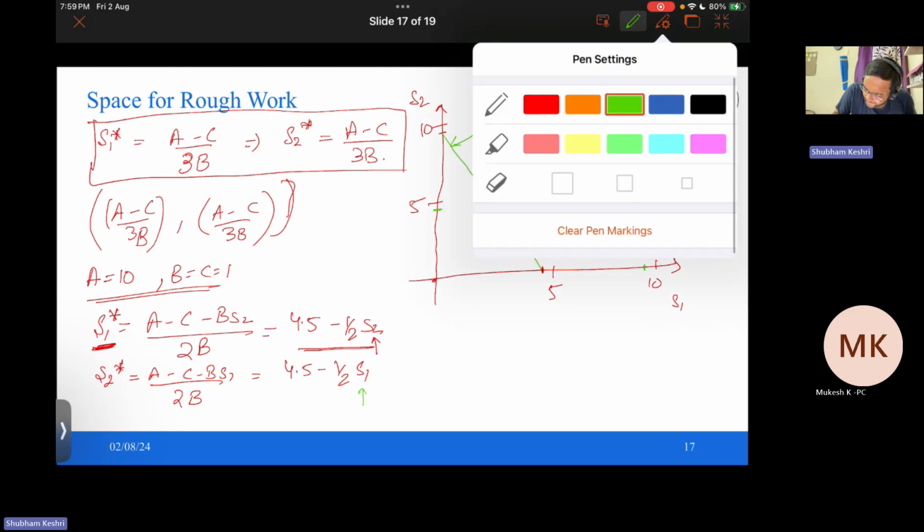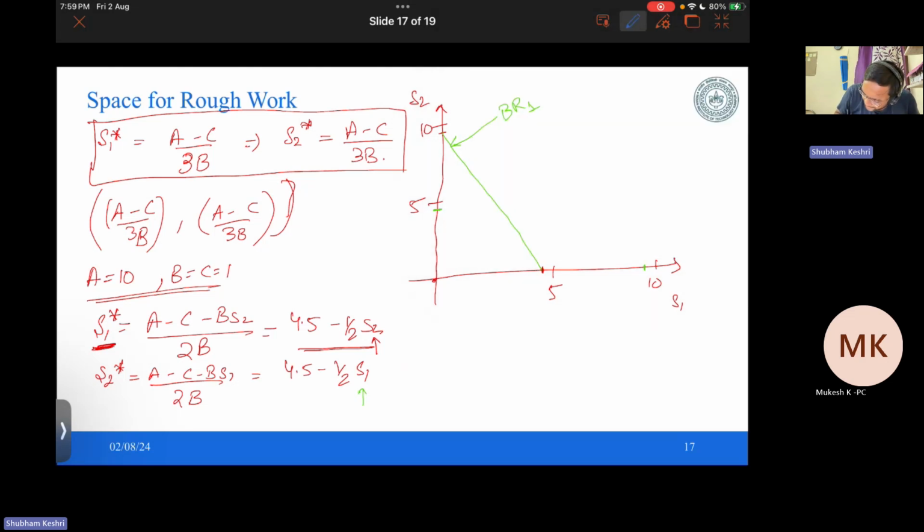I'll just take another color. So this is the best response curve. And this is the Nash equilibrium which we have obtained. If you plug in these values, 10 minus 1, divided by 3, which is actually 9 by 3, so this is 3, 3. So this is the Nash equilibrium for this problem.